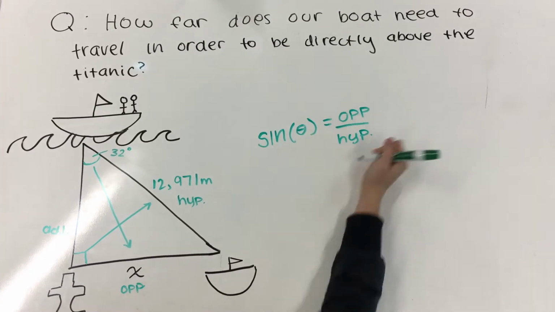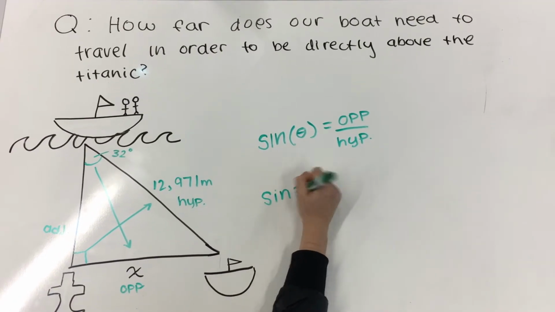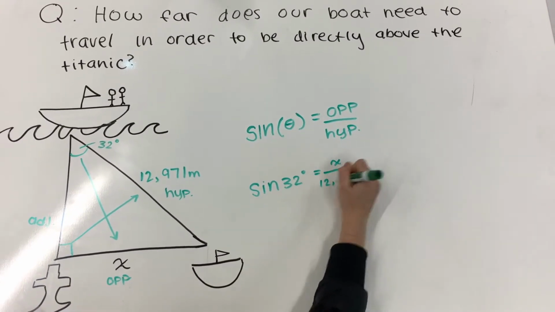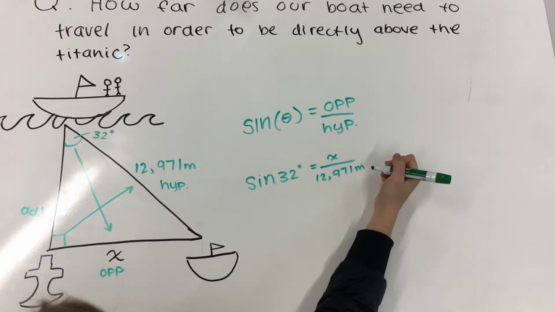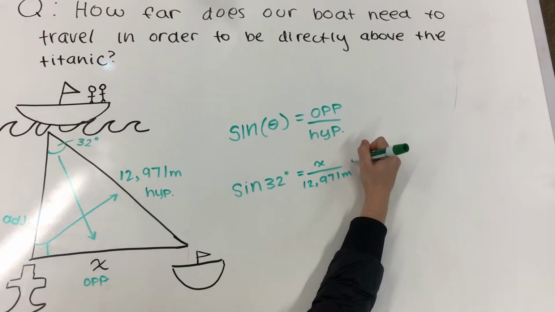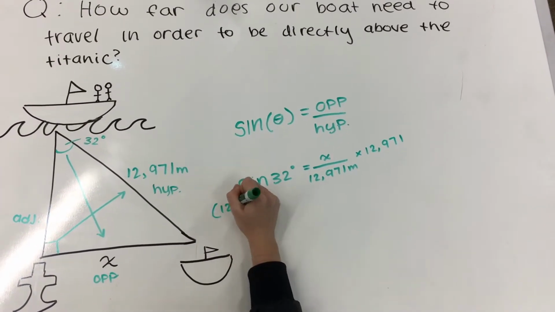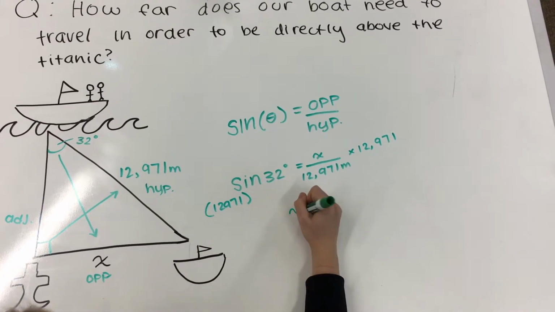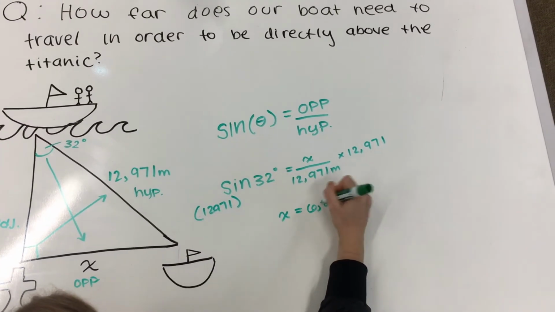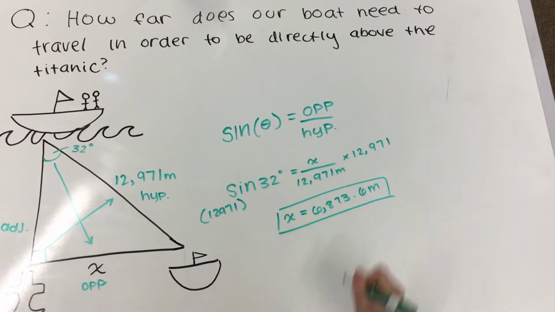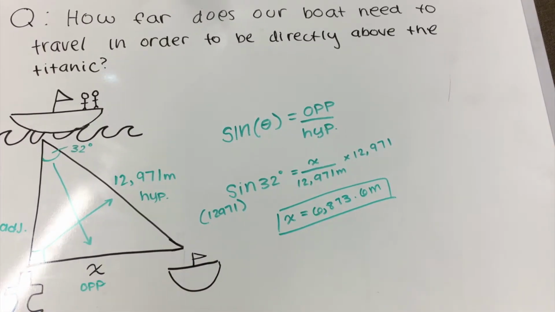So the sine of 32 degrees is equal to x over 12,971 meters. We then multiplied by 12,971 meters, and once you put that into your calculator, you will get x is equal to 6,873.6 meters. Now we know how far our boat has to be in order to be directly above the Titanic.